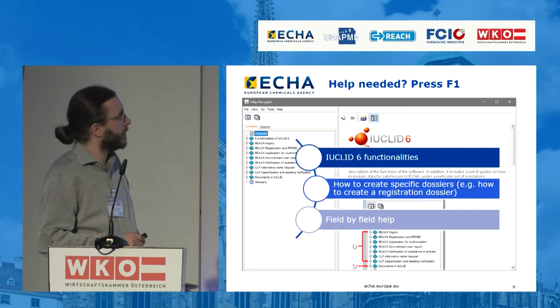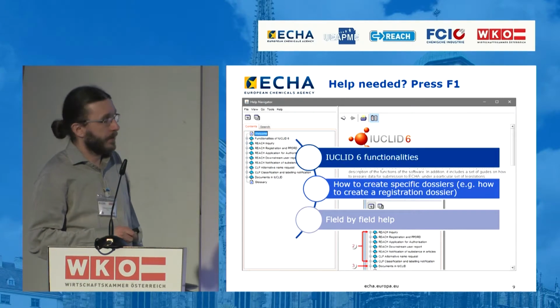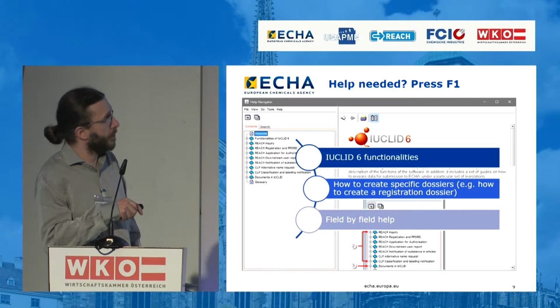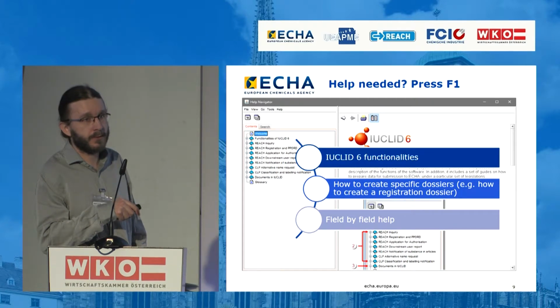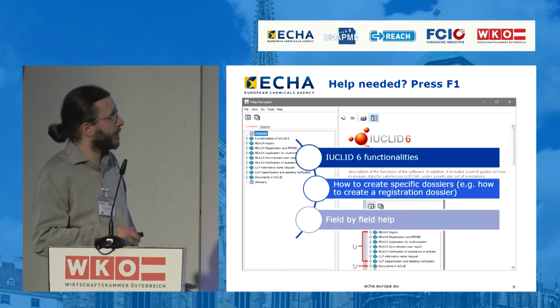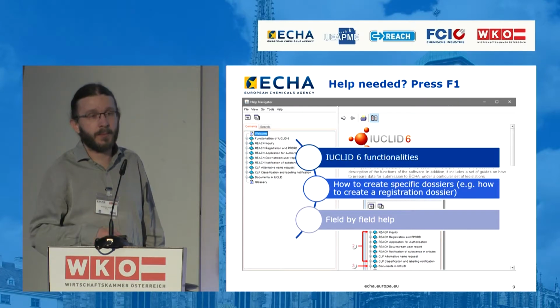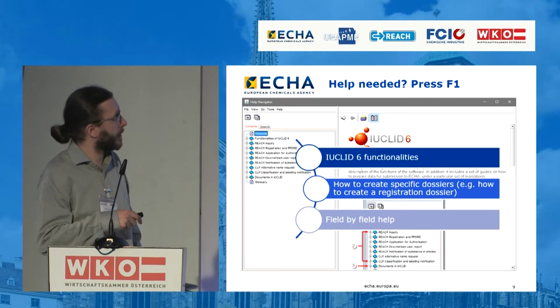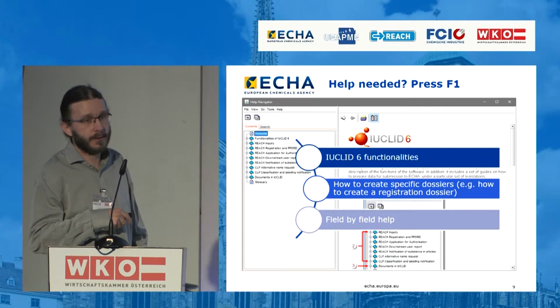Different kinds of help are available. For example, you have some generic description of Euclid 6 functionalities. What is a substance dataset? What is a dossier? How to use a template? This is all explained in these Euclid 6 functionalities.